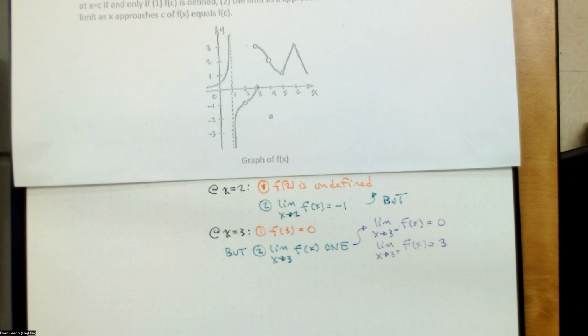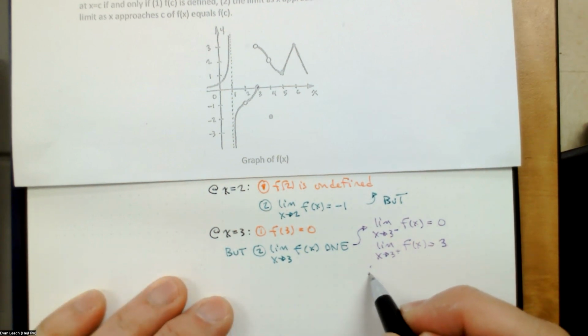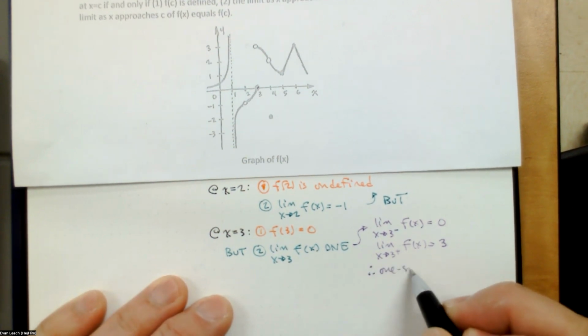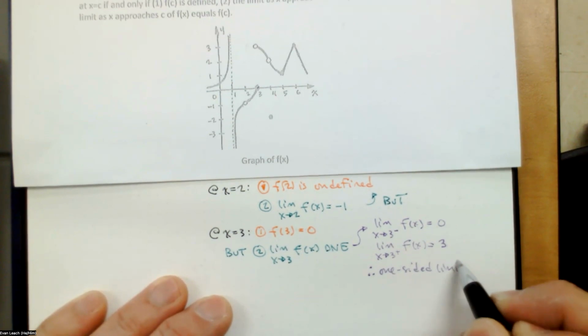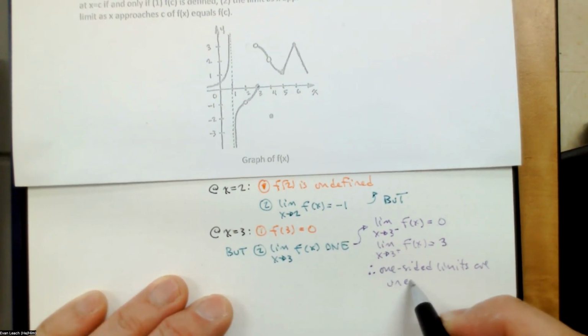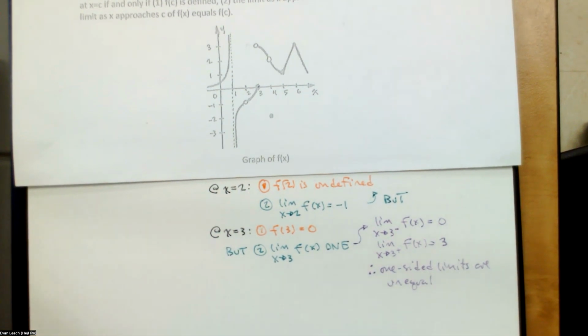If we have values that we can work with, we should use those values as a cite. We should cite those values. Rather than just saying the one-sided limits are not equal, state what the one-sided limits are. Because that's your evidence. So the one-sided limits are unequal. That's part of our evidence.